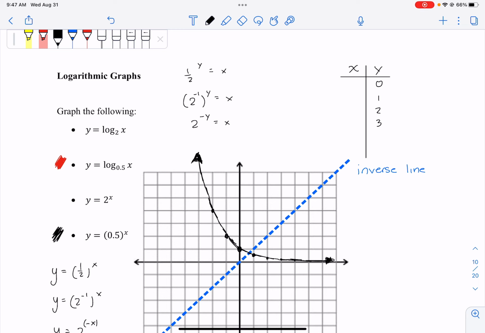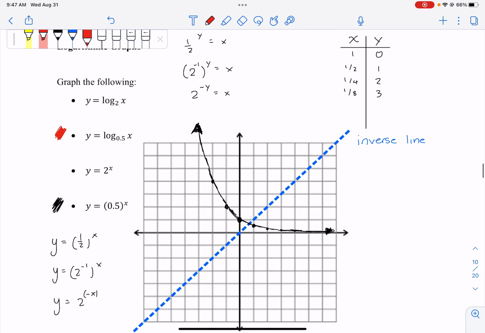When y is 0, x is equal to 1. When y is 1, x is equal to half. When y is 2, x is equal to 1 over 4. When y is 3, x is 1 over 8. So let's go ahead and draw that. Let's see, 1, 0, half, and 1, 1 over 4 and 2, and 1 over 8 and 3.